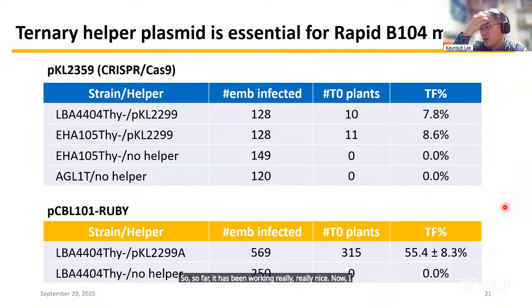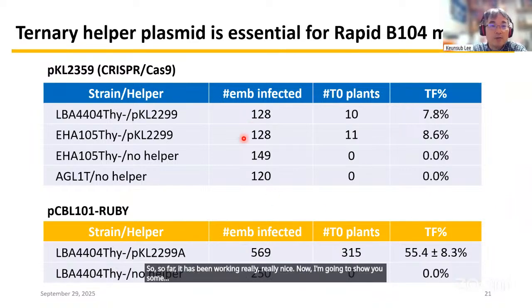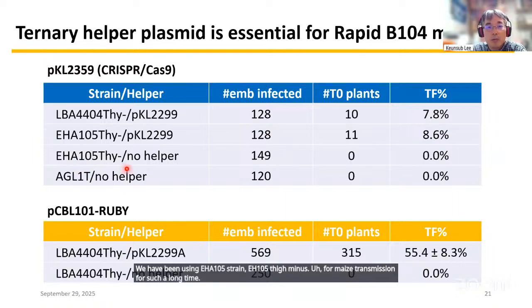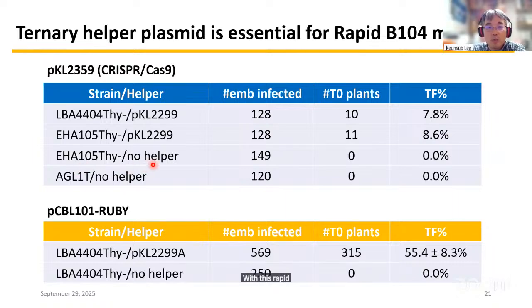Now I'm going to show you some very, very interesting results. We compared different Agrobacterium strains with and without helper plasmid. For instance, we have been using the EHA105 strain, EHA105 thi-, for maize transformation for such a long time. Well, with this rapid method, without helper plasmid, you don't get anything, okay?